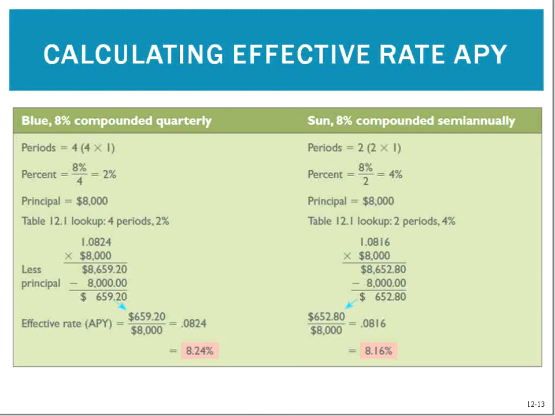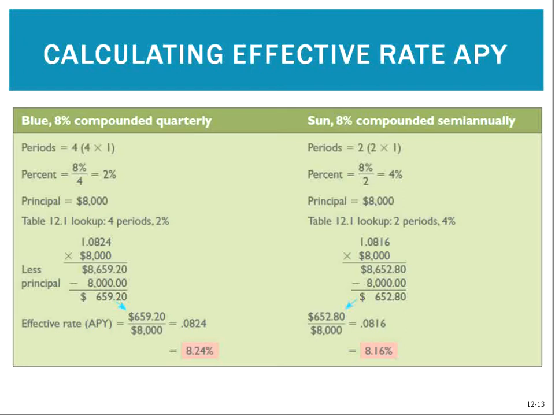So we get 1.0816, multiply it by our principal, which is step number 3, and we get $8,652.80. Minus our principal to get our total interest amount, just our interest, not our interest and our principal, and our interest is $652.80. Now, how do we figure out our effective rate, or our APY?